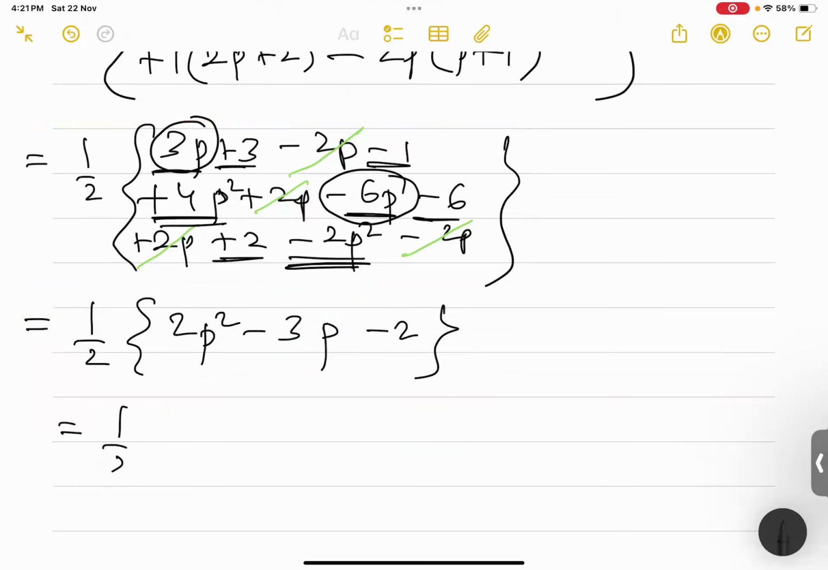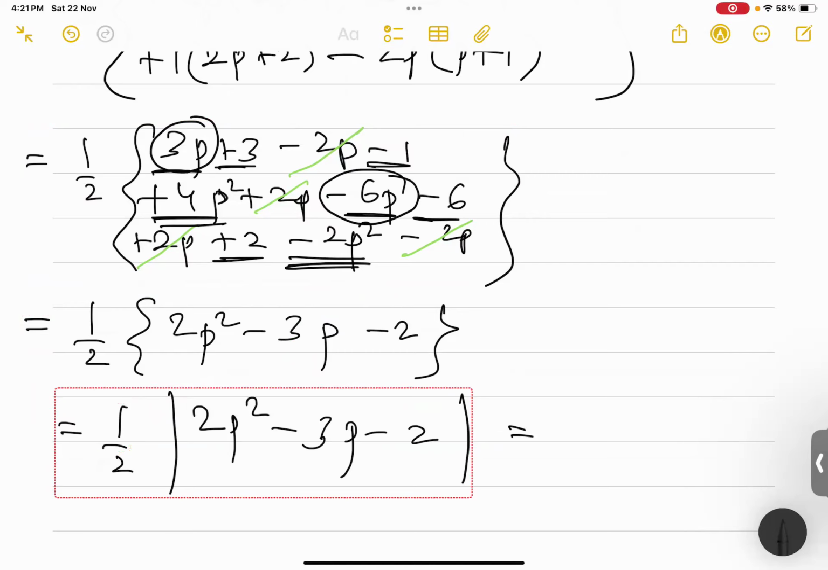So half, I'll just put a modulus to this because p is unknown and the final answer should be positive. That's why we are just putting a modulus. Okay. Square units. This is the area of the triangle.